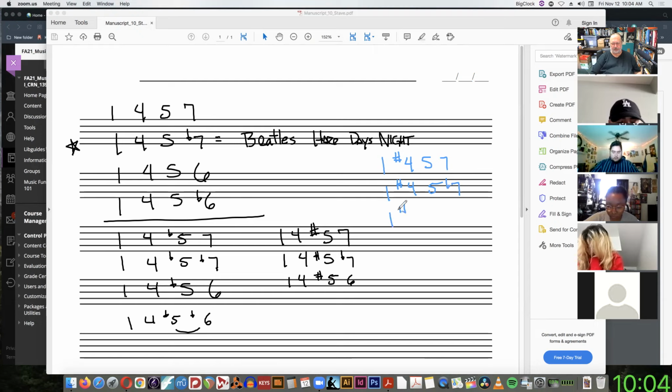1, sharp 4, 5, 6, 1, sharp 4, 5, flat 6. Okay, then we have our second to last round, right? We can't do anything with a flat 5 in it, right? Because a sharp 4 and the flat 5 cancel each other out, right? But we can use a sharp 5. So we go sharp 4, sharp 5, right?